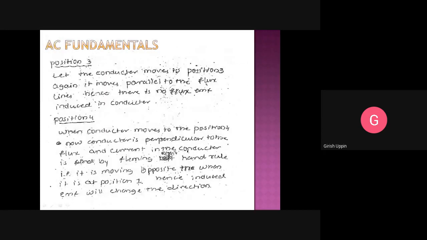And we can use Fleming's right hand rule to find the direction of the voltage. What is Fleming's right hand rule? If you hold your right hand forefinger, middle finger and thumb at 90 degrees to each other, where the forefinger points to the direction of the flux and the thumb points to the direction of the motion, then the middle finger will show the direction of the current. That is how we can find the direction.